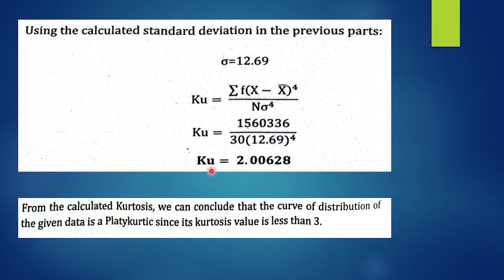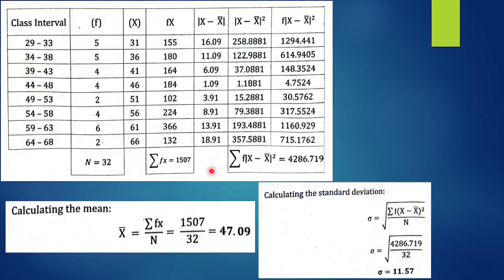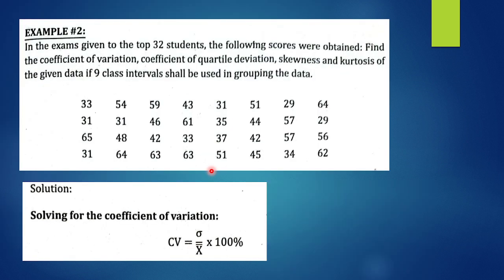So it is almost normally distributed in terms of skewness, but in kurtosis, it is somehow flat. Okay? It is flat, that is why it is platykurtic, because our kurtosis is less than 3. Okay. Now, let's proceed to the second example, since you may still be confused with the first example.